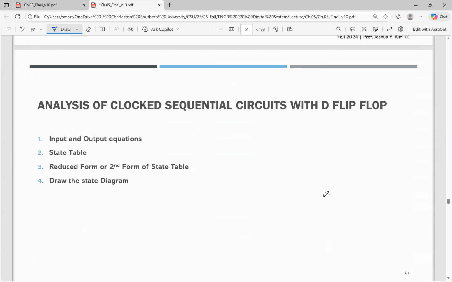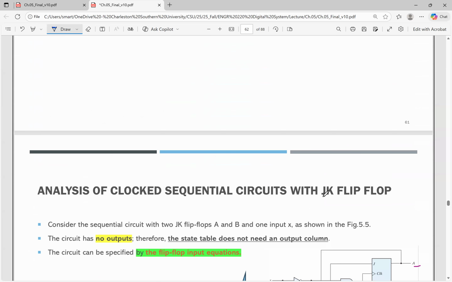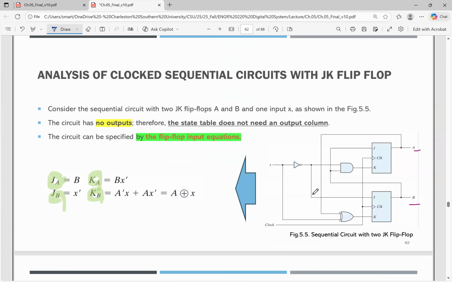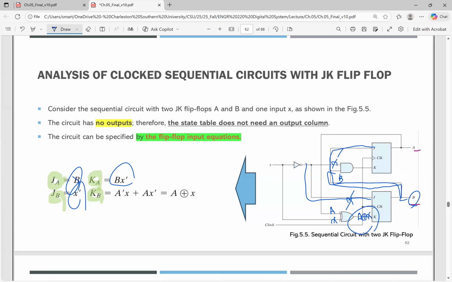Okay. So now from here, we want to analyze clocked sequential circuits with a flip-flop, but in here it's the JK. So this circuit can be specified by the JK flip-flop input equations. We can draw here the JA. Oh, I'm sorry, this is the B, the X prime. So B, the X prime. The A is what? B. So this is Y. And then J sub A is B X prime right there, and K sub B is AX right there. Okay. Same thing. This is the XOR again.